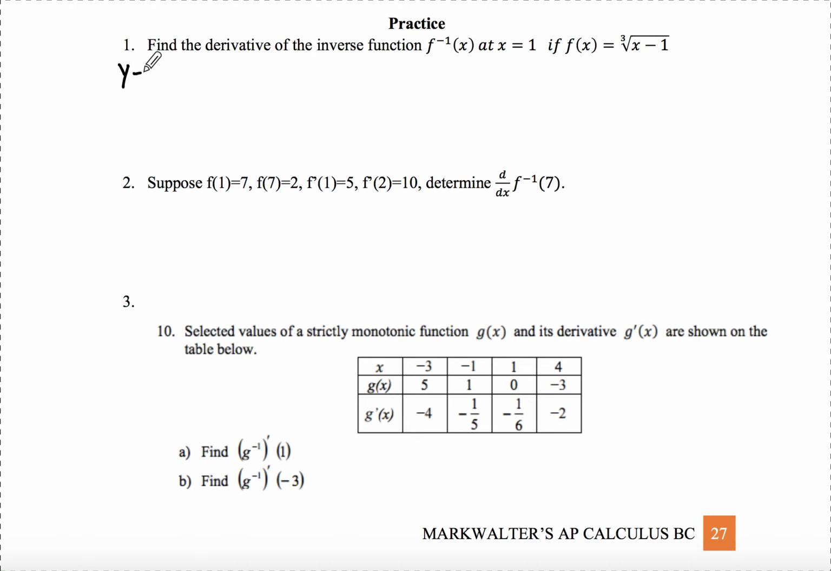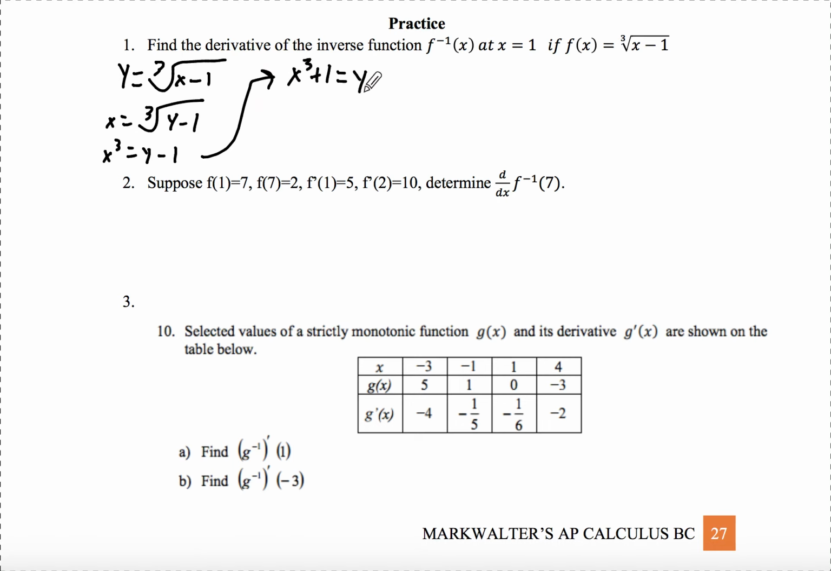So let's do that. y equals the cube root of x minus 1. To find the inverse, I switch my x's and my y's. Now I start solving. I get rid of the cube root by cubing each side. This gives me x cubed plus 1 equals y. There we go. So now I have my inverse.